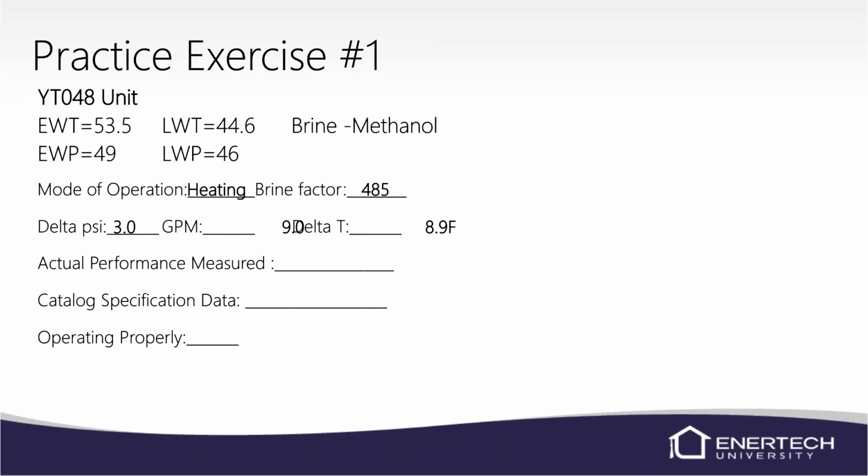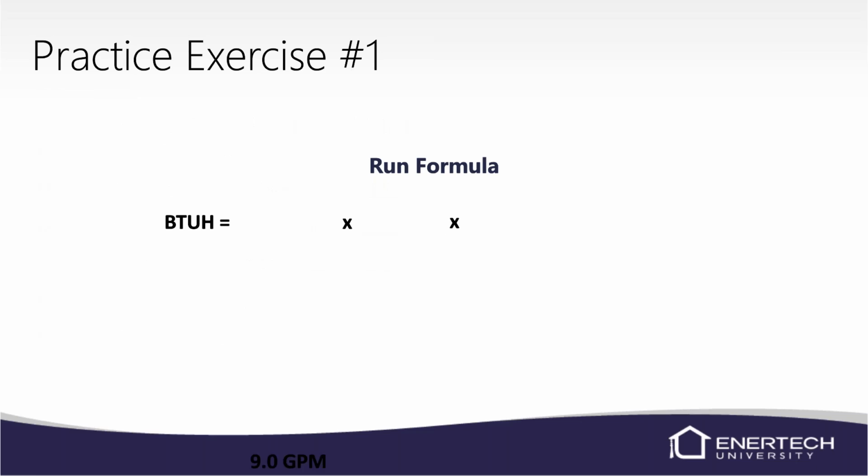So now we can just do the math. We run the formula: 9 GPM times our temperature difference of 8.9 times our brine factor, which, since we have antifreeze, is 485. So now it's just a matter of doing the math. Basically 9 times 9 times 485. That's going to give us a number of 38,848. Again, that's just a number of what we're actually extracting. We need to compare it to the manual.